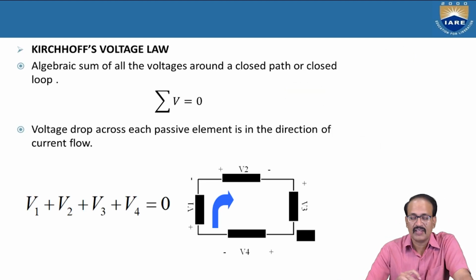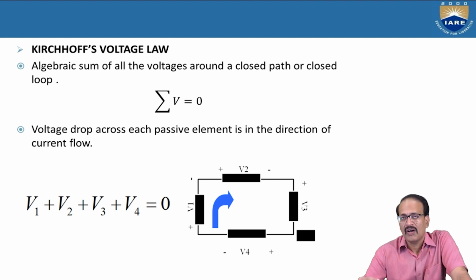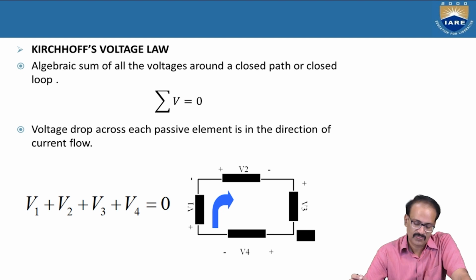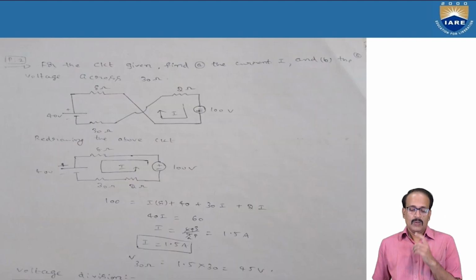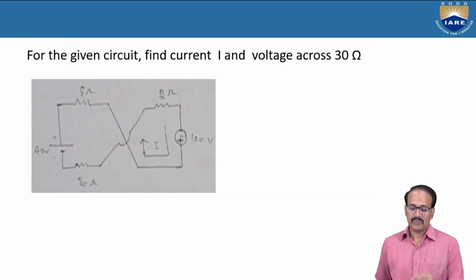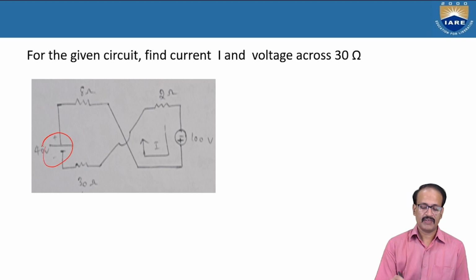So here KVL. So the algebraic sum of the voltages in a closed loop or a closed mesh is equal to 0. So that is the KVL. So Kirchhoff's laws are 2, that is KCL and KVL. Okay, here we have solved the problem. We are having two sources. How do we have to solve?